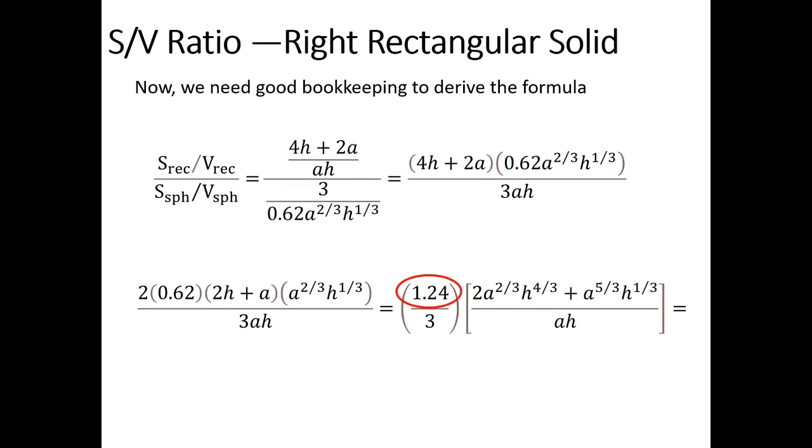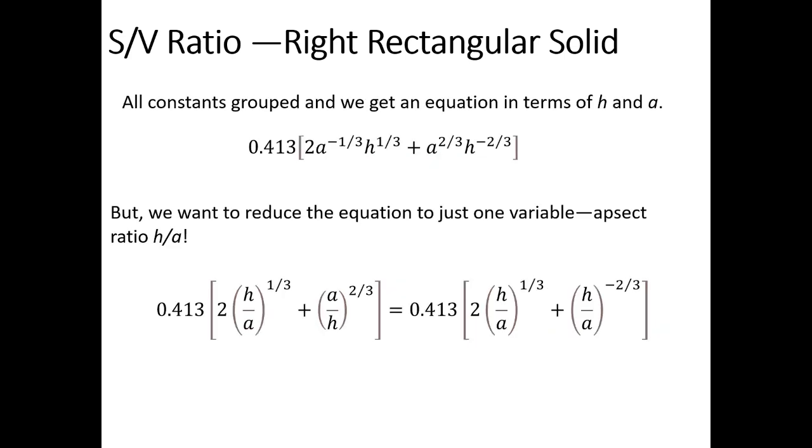Okay, so we keep on going. And, oh, look, there's a number. And we get an equation. Okay, all constants are grouped, and we have that equation. But we want to reduce the equation to one variable, so we want it in terms of h/a. So we say the answer is, look, our equation for the normalized surface to volume ratio is 0.413 times 2 h/a cube root of h/a, or h/a to the minus 2/3. All right, great. We've achieved this. Now we want to graph it. What is this going to look like?